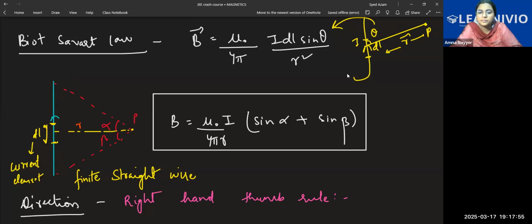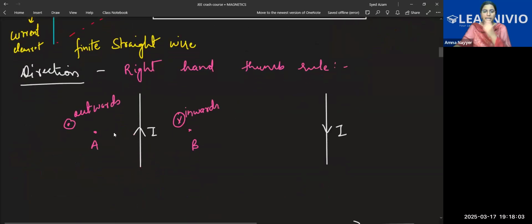Done? Yes, ma'am. Okay. All right. This I told you, this you can quickly write. Now you tell me what should be the direction at this point, A point.